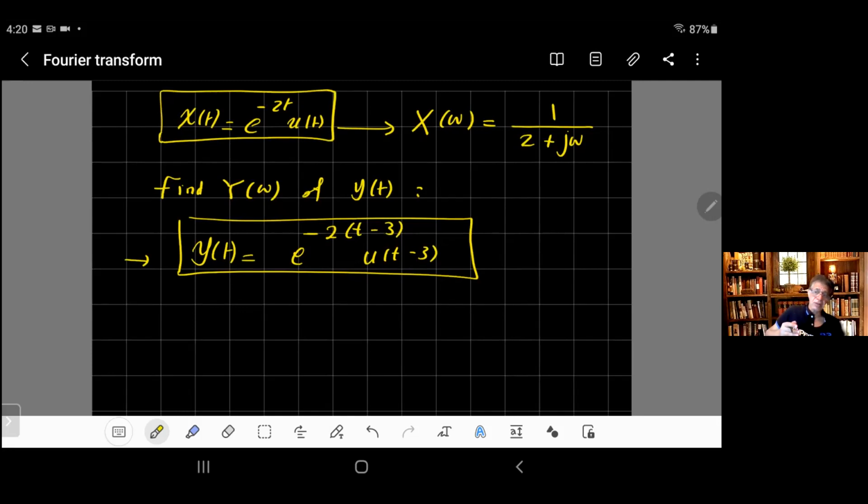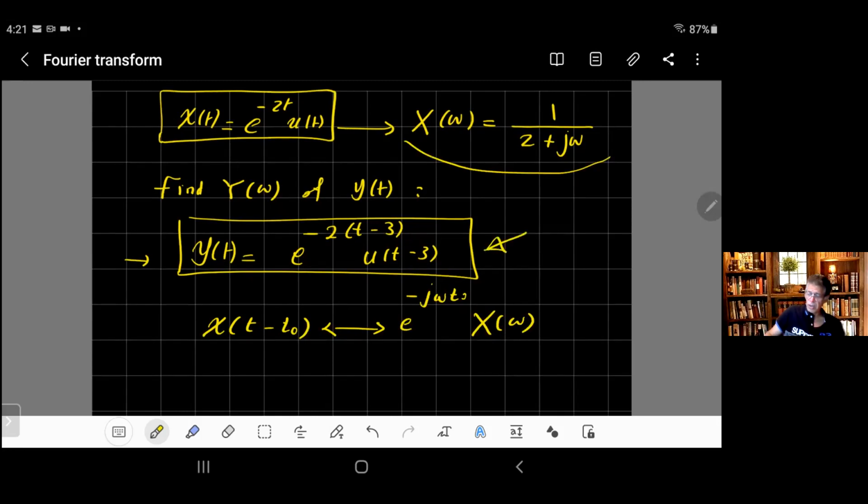We have a property, if you look at the table, and you will have the table with you when you're solving the problem. You'll find that if you want to find the Fourier transform of a signal that's shifted by t naught, you just find the original one and multiply it by e to the minus j omega t naught. That's our X of omega, the original function. And this is the function where t is replaced by t minus 3. So t naught in our example is equal to 3.